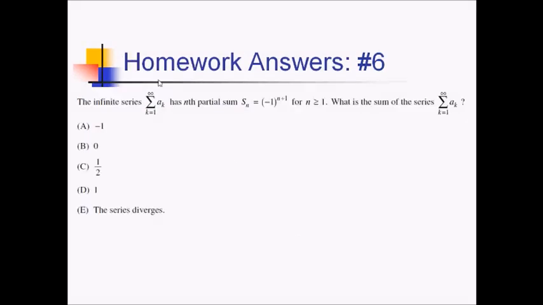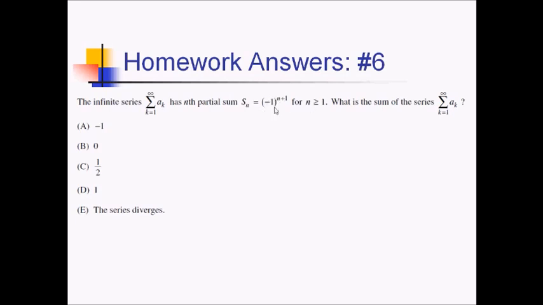On this problem, we have this infinite series with an nth partial sum of (-1)^(n+1). We want the sum of the series from 1 to infinity. Okay, well, let's see what happens if we keep plugging in bigger and bigger n values. So let's say I have just an n value of 1. That's going to be (-1)^2, which is just 1. If I have (-1)^3, which is what I get if I have n equals 2, well, that's just -1. If I have an n value of 3, this goes back to +1.